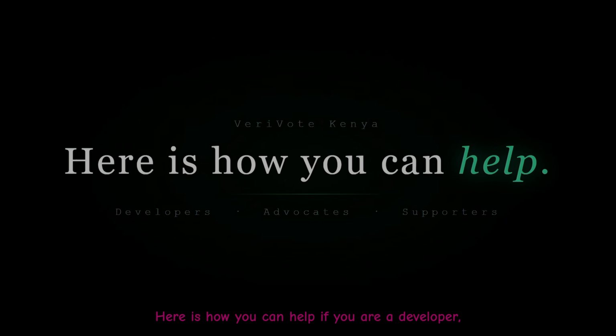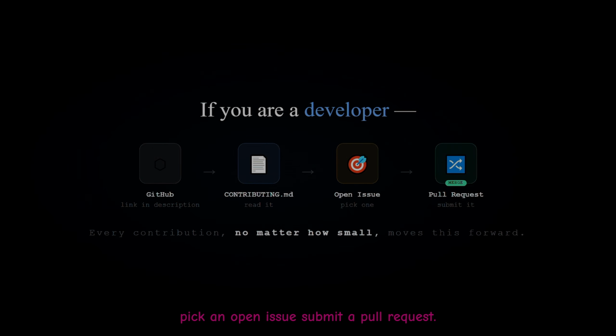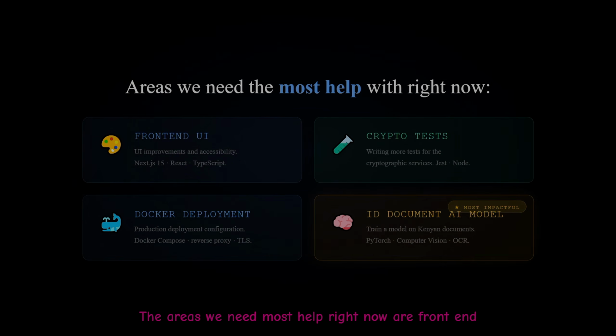Here is how you can help. If you are a developer, go to the GitHub link in the description. Read the contributing.md file, click an open issue, submit a pull request, and every contribution, no matter how small, moves this forward. The areas we need most help right now are front-end UI improvement and accessibility, writing more tests for cryptographic services, Docker production deployment configuration, and also if you have machine learning experience, the ID document AI model is the most impactful thing you could work on.